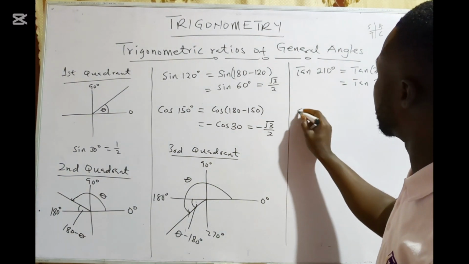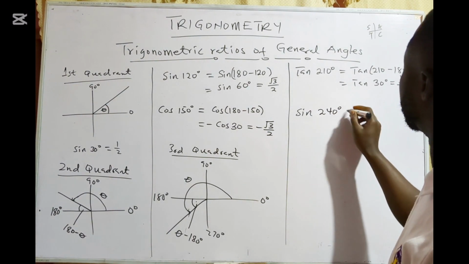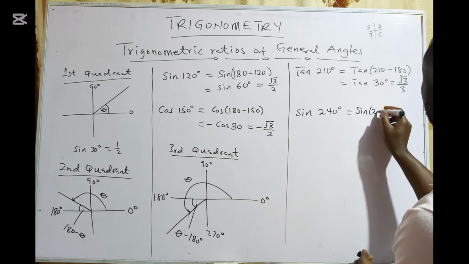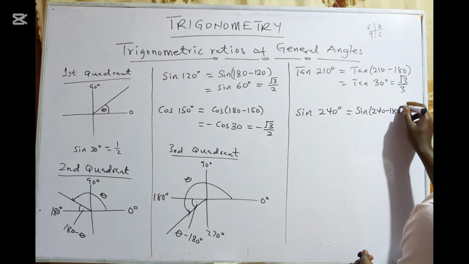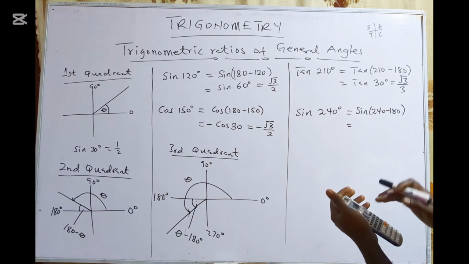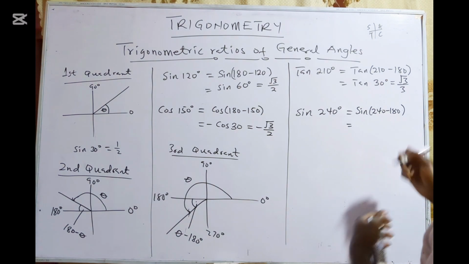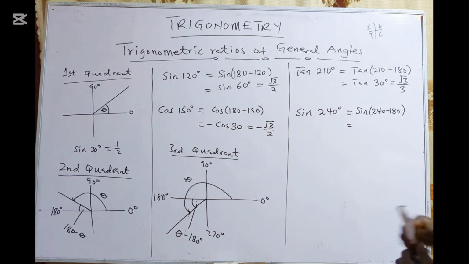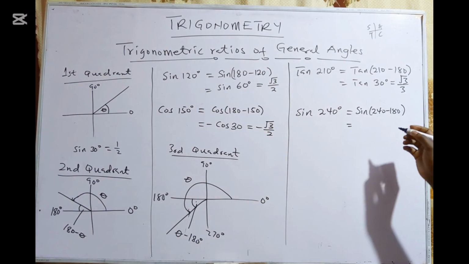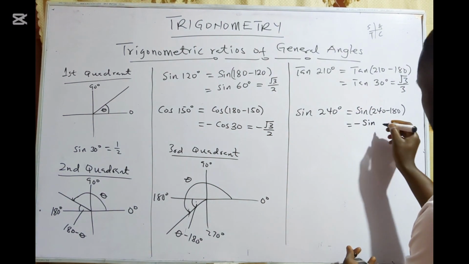Another one, let's say sine 240 degrees. So that will be sine of 240 minus 180. What will be 240 minus 180? I think that will be 60. It's in the third quadrant, so what is sine in the third quadrant? Sine in the third quadrant is negative. So you attach your negative sign to sine 60.